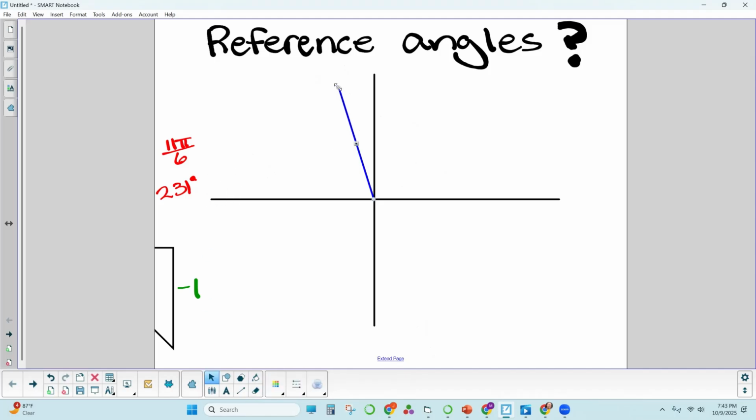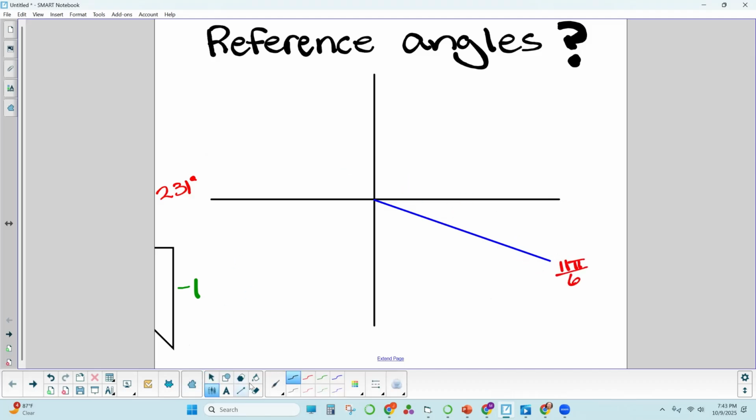Okay, this time we're going to make a really big angle. We're going to take our terminal ray and extend past pi, and we're going to go all the way to the fourth quadrant. And this angle about right here is 11 pi over 6. Okay, now we're back in radians. If I were to sketch that, my angle would look like this.